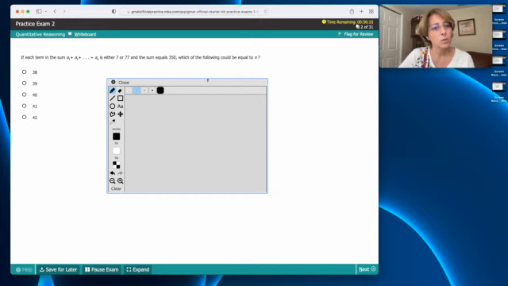Okay, so this one is a sequence question. If each term in the sequence, a1 plus a2 plus, and then the last one is a sub n, and these terms can either be 7 or 77, and the sum of all these terms is 370. Which of the following could be equal to n?